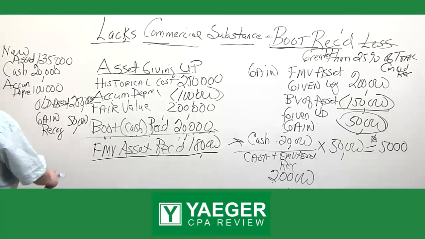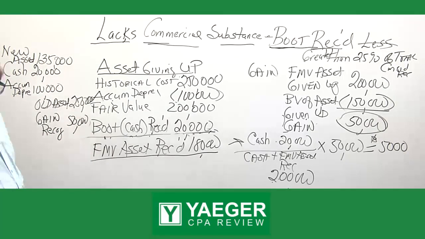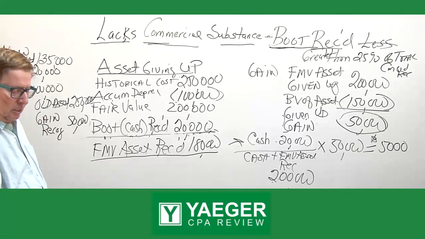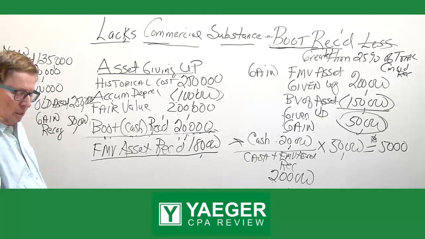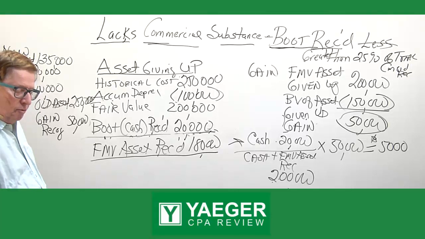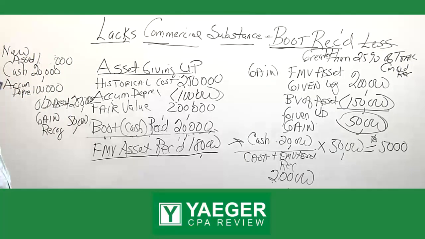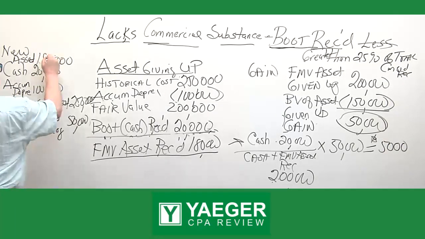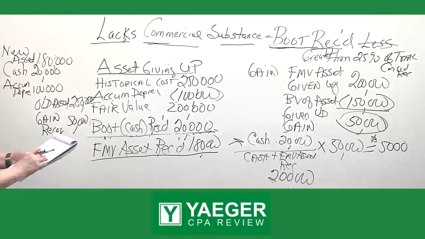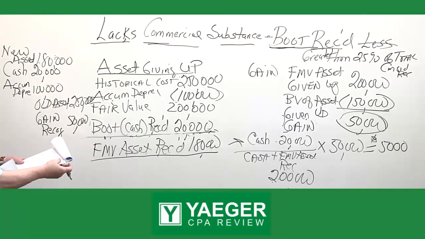And now we'd have 300,000 in credits, 120 in debits, to give us a new asset balance of $180,000. That's what it would be. Okay, does everyone see the journal entry?